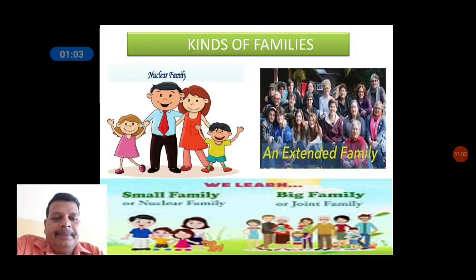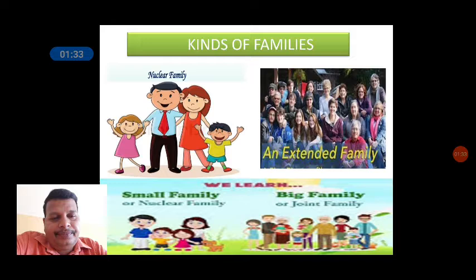Observe, children, here are the kinds of families. Look there. The first one is the nuclear family. Another one is the extended family. Nuclear family means a small family. Here, parents, father and mother, with either one or two kids. That is called a nuclear family.